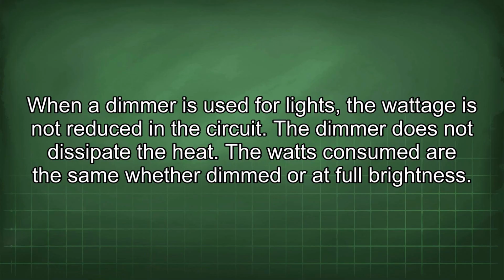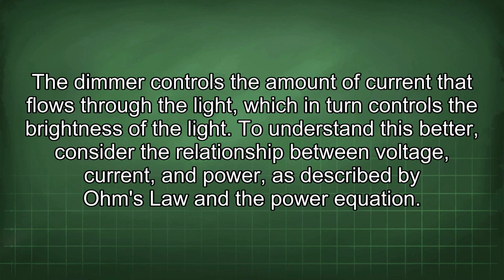When a dimmer is used for lights, the wattage is not reduced in the circuit. The dimmer does not dissipate the heat. The watts consumed are the same whether dimmed or at full brightness. The dimmer controls the amount of current that flows through the light, which in turn controls the brightness of the light.